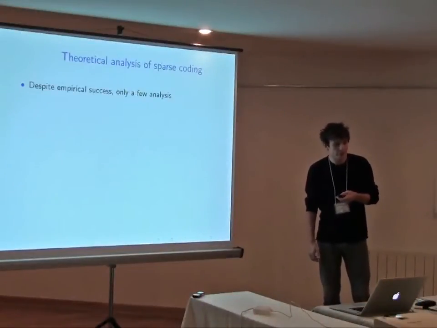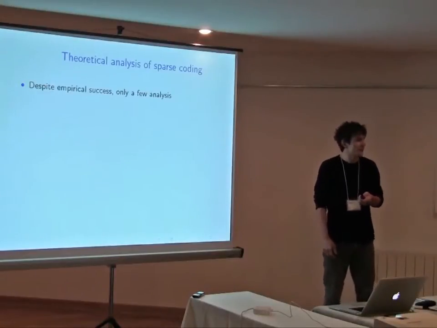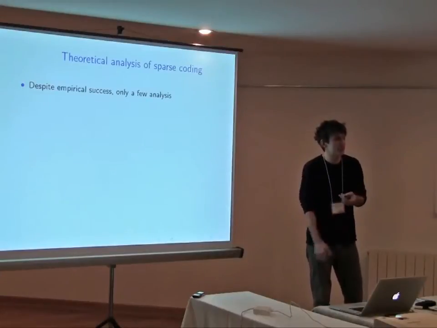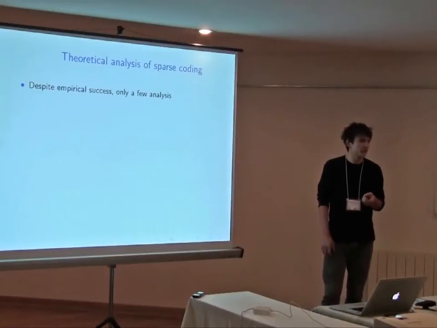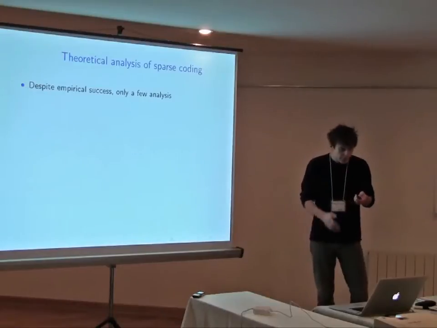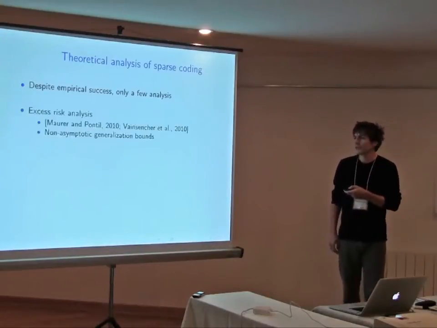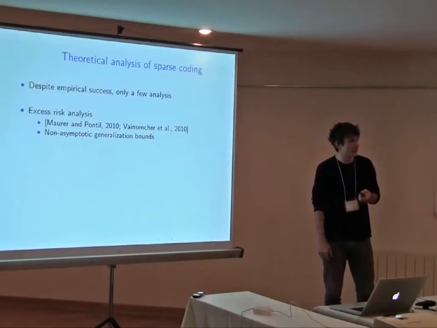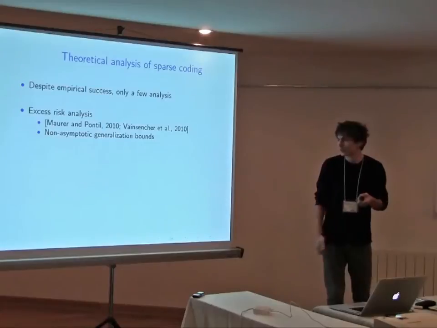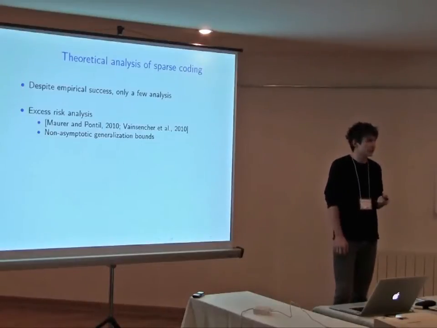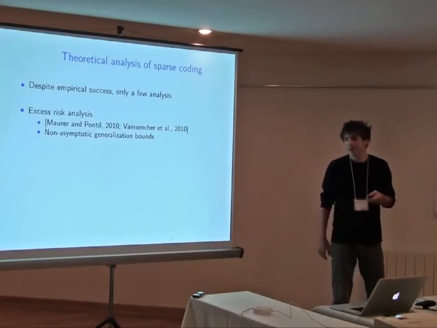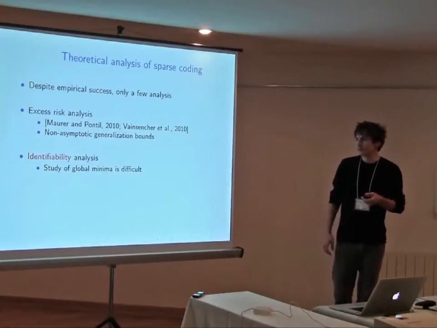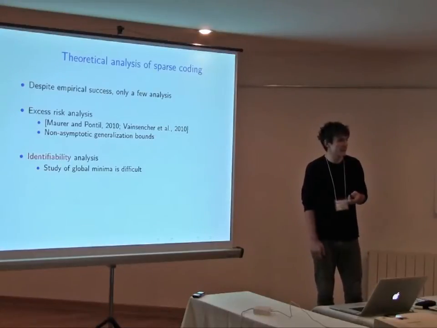In spite of the fact that sparse coding has led to good performance in many tasks, there have only been a few theoretical analyses that support this evidence. Basically, there are two lines of work. On the one hand, some people try to characterize the generalization properties of sparse coding by deriving non-asymptotic generalization bounds. On the other hand, and this is going to be the topic of the talk today, there's a second type of analysis which is known as identifiability analysis.